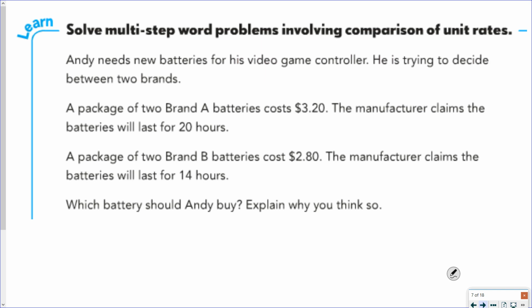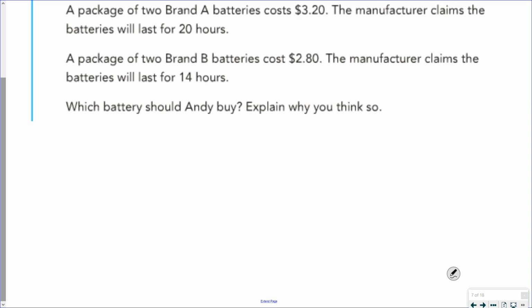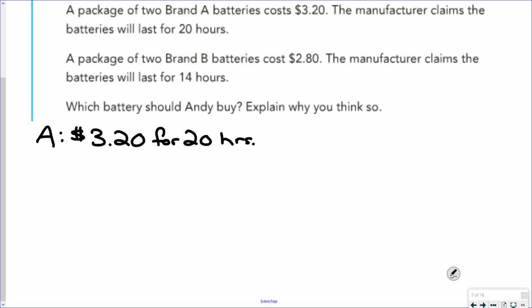So we have 2 ways that we could do this. We could figure out what the cost per hour is, or we could figure out how many hours per dollar he gets out of the batteries. I would strongly suggest that we use the first one, and we figure out the cost per hour. So for brand A, it's $3.20 for 20 hours. Brand B is $2.80 for 14 hours.